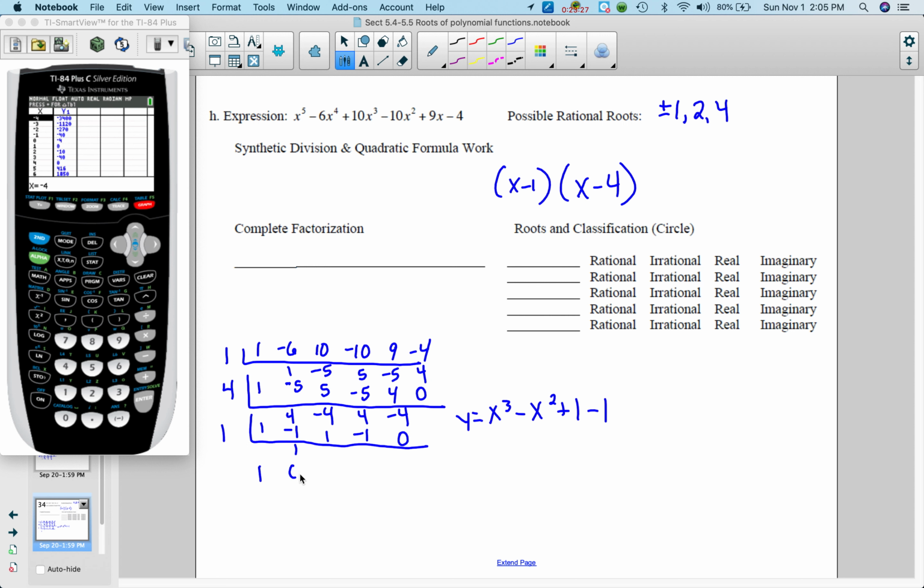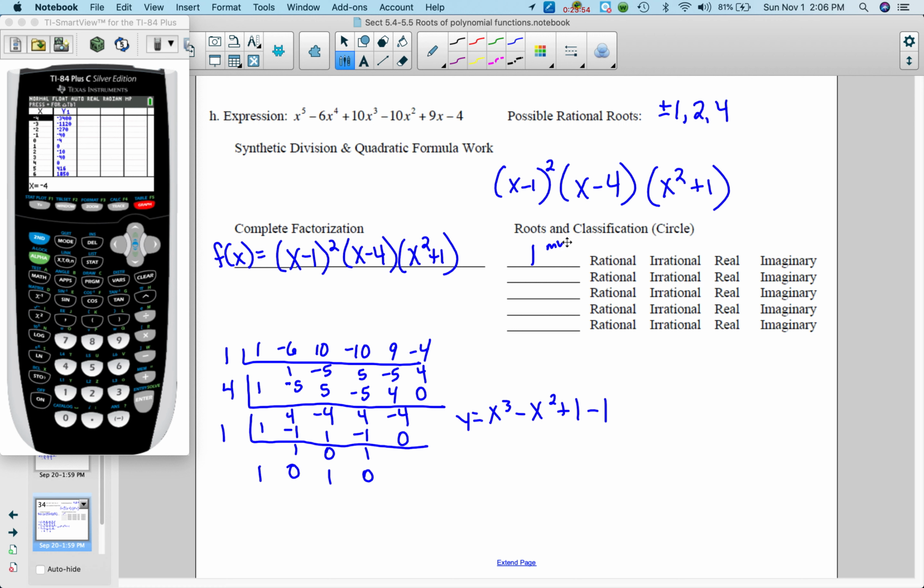So we end up with, always learning new things. And so this is squared, so we had 2 of those. And then we end up with an x squared plus 0x plus 1. That cannot be factored. So we have f of x equals x minus 1 quantity squared times x minus 4 times x squared plus 1. So my roots, I have a 1 with a multiplicity of 2. And I have a 4. Both of those are rational and real.